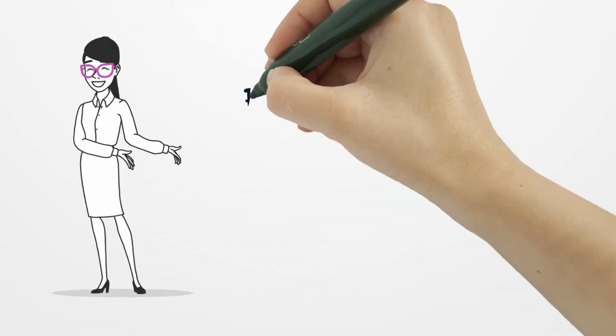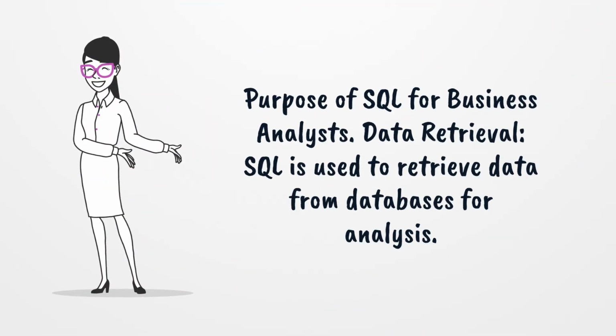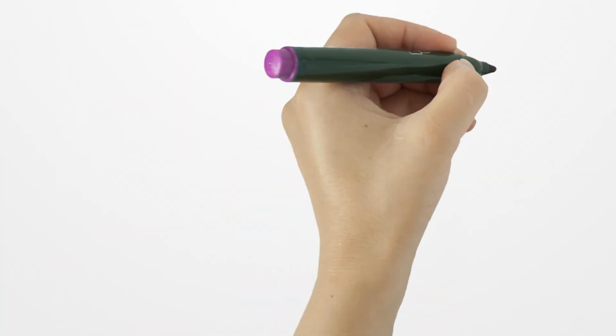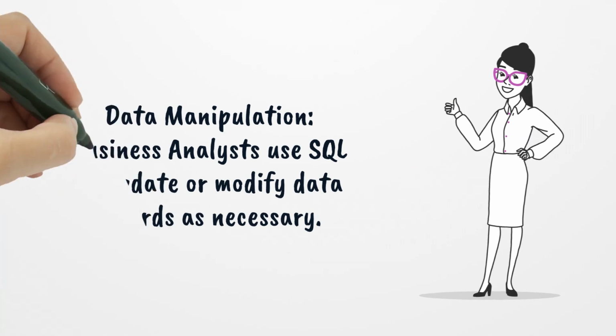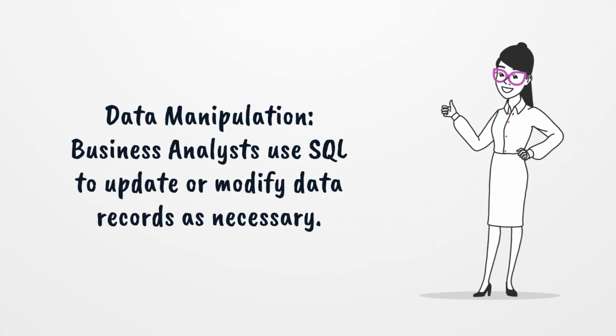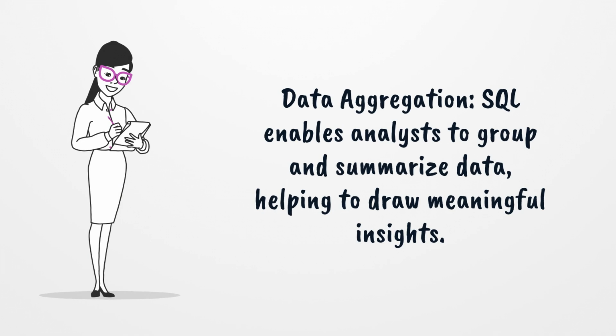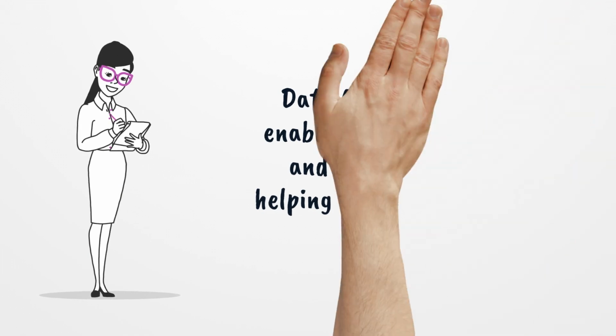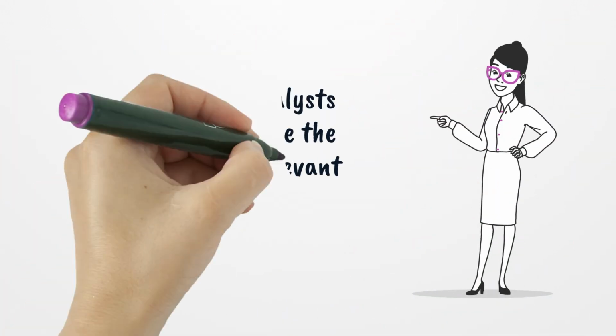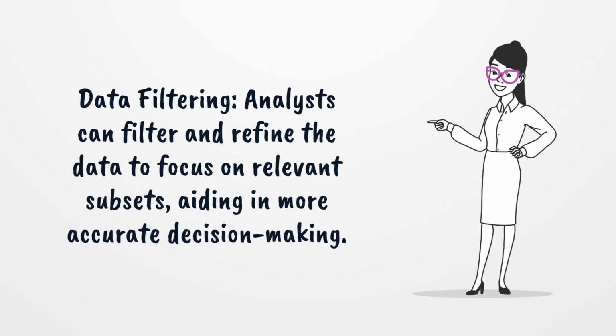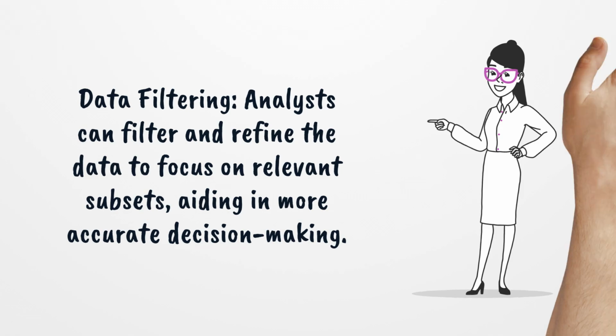Purpose of SQL for business analysts. Data retrieval. SQL is used to retrieve data from databases for analysis. Data manipulation. Business analysts use SQL to update or modify data records as necessary. Data aggregation. SQL enables analysts to group and summarize data, helping to draw meaningful insights. Data filtering. Analysts can filter and refine the data to focus on relevant subsets, aiding in more accurate decision-making.